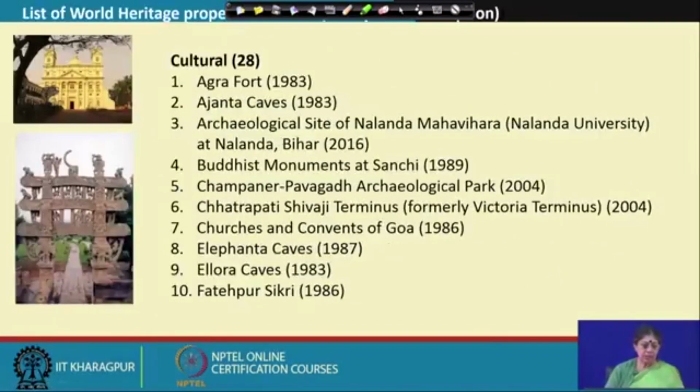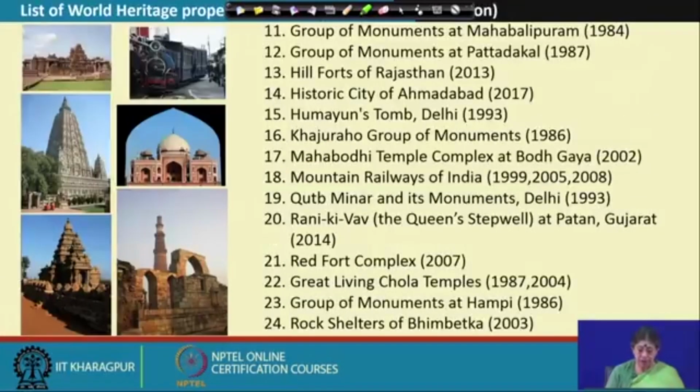Now, there is a list, I will not go into the detailed list. You can see that the category is given for each of the sites, and the year of inscription also is given in the bracket, like Agra Fort, which was inscribed in 1983, Nalanda in 2016, Champaner in 2004, Elephanta Caves 1987, Fatehpur Sikri 1986. So, there are a lot of sites, there are 28 actually cultural sites, and it continues.